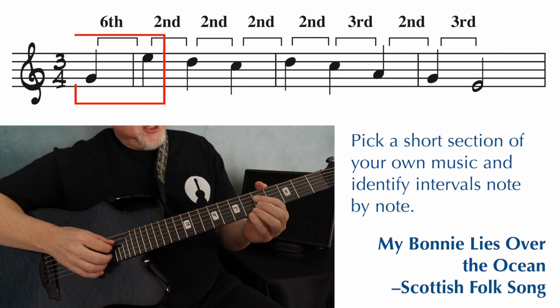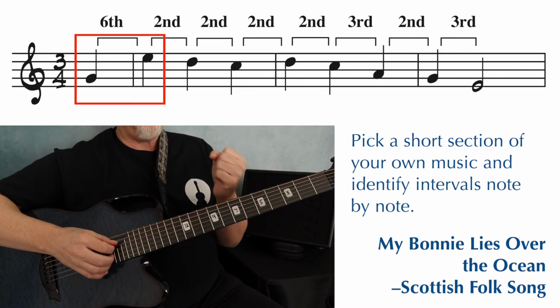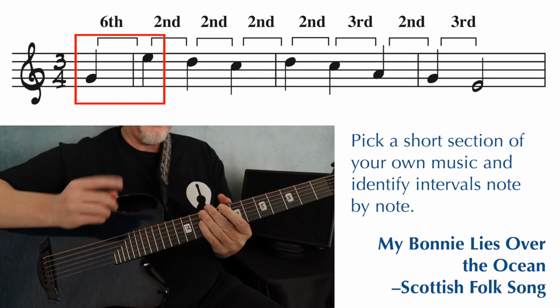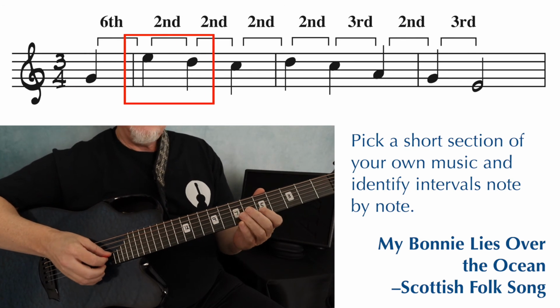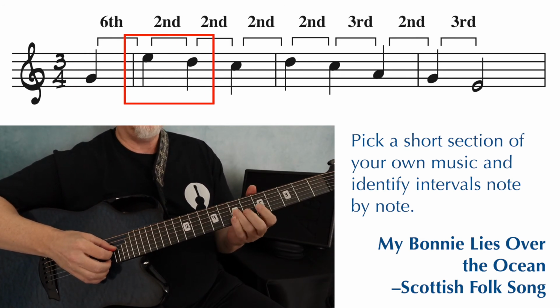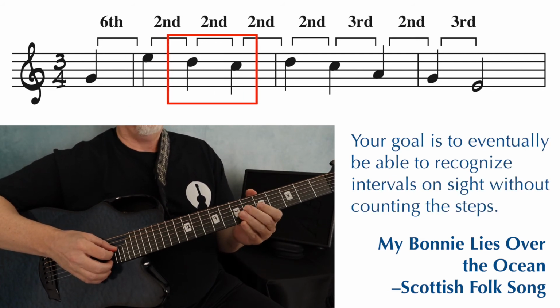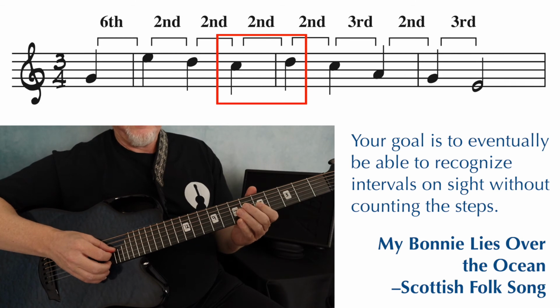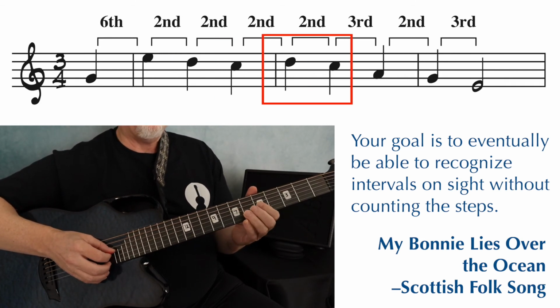You would go from the G to the E, identifying that as a 6, G, A, B, C, D, I need one more finger, E, so that's 6. Then E going down to D, that's E to D, that's just 2 notes, so that's the second. D going down to C is a second. C going back to D is a second. D going back to C is a second.